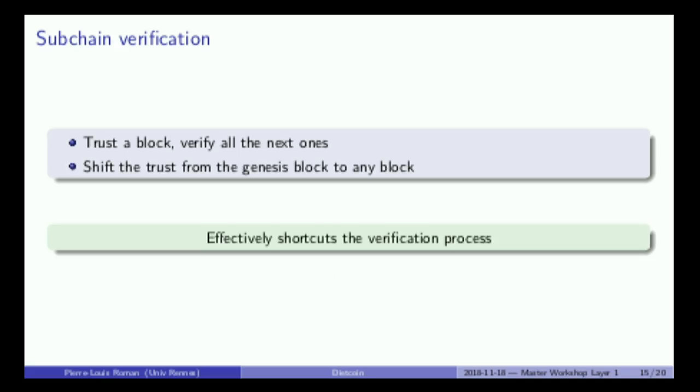The nice part of the proposal is the subchain verification. So we have to trust a block, say 7 blocks ago in Bitcoin, if you want to verify 6 blocks. You trust a block 7 blocks ago, and you can verify all the next ones. It's a shift of trust from the Genesis block to a block that you want. That must be fairly recent, but 7 blocks ago is still okay. And what it does is that it effectively shortcuts the verification process. You can verify a subchain of the size you want. So, about the example.